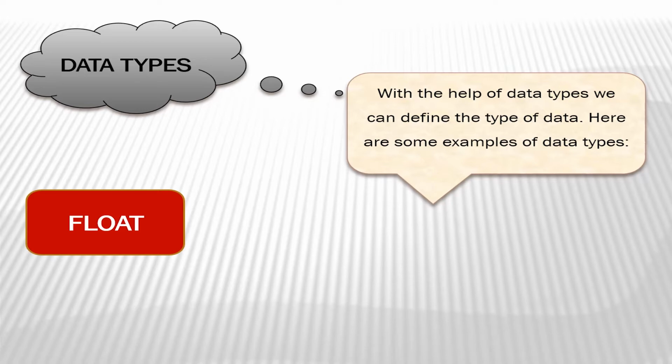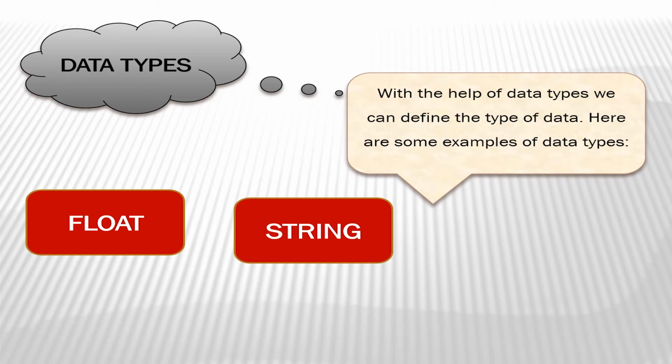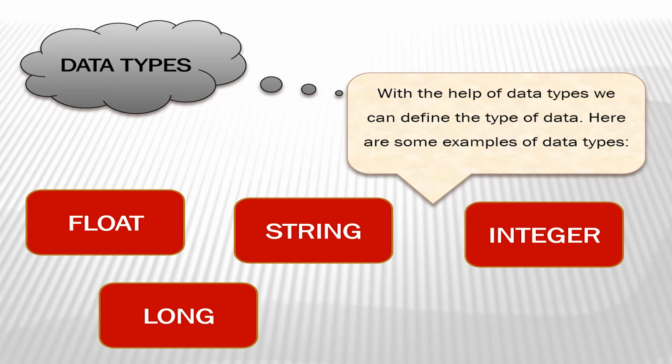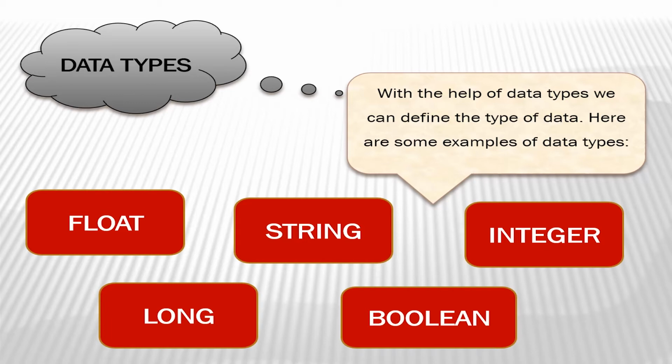floats. These are numbers with decimals in them. A string can be a text or a string of letters. An integer. These are whole numbers without decimals in them. Long. These are large numbers. Boolean. These can be defined as true or false values.